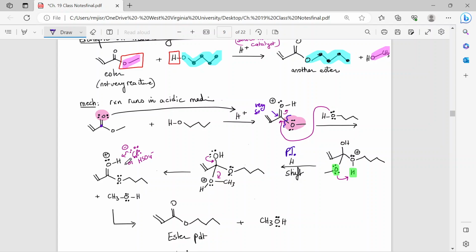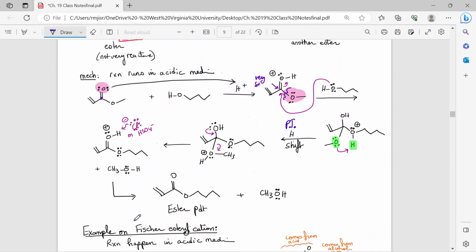Any acidic hydrogen in the product is going to be picked by any conjugate base in the solution, and you are going to end up getting the ester product.